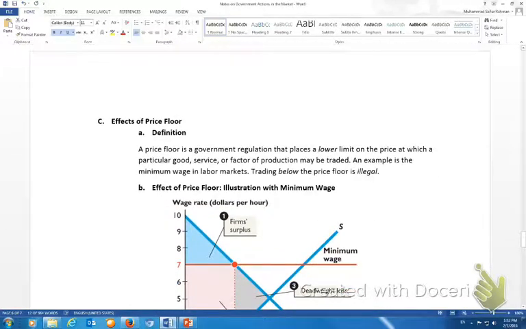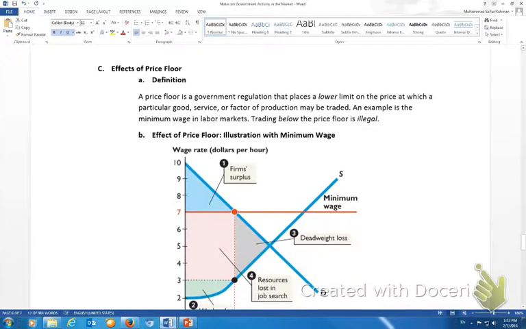Okay. The next one is a discussion about price floor. So what is a price floor? Let's look at the definition. A price floor is a government regulation that places a lower limit on the price at which particular goods, services, or resources can be traded.